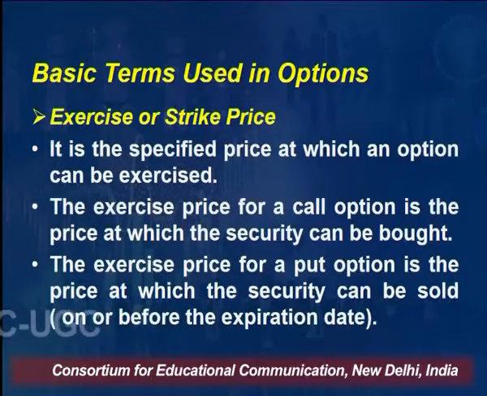So the exercise price for a call option is the price at which the security can be bought. The exercise price for a put option is the price at which the security can be sold. So there are two types of option. One is called the call option, the other is called the put option.